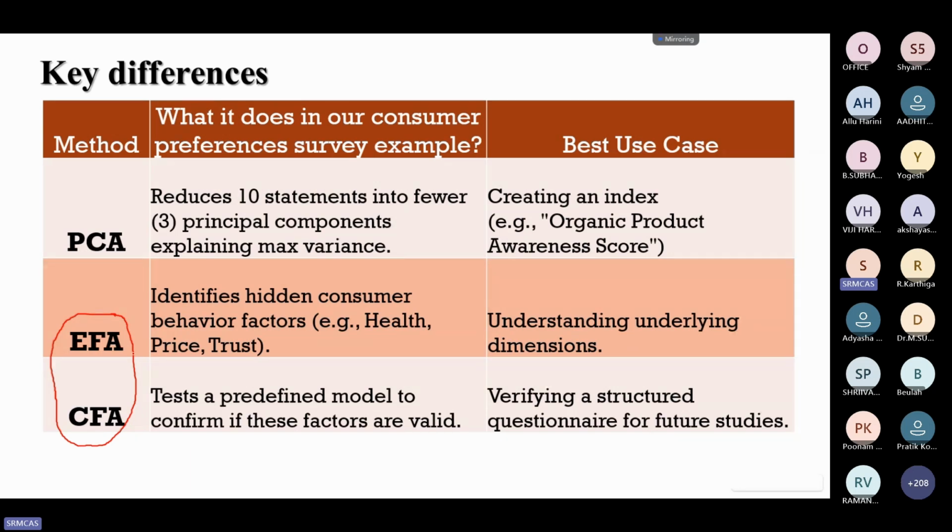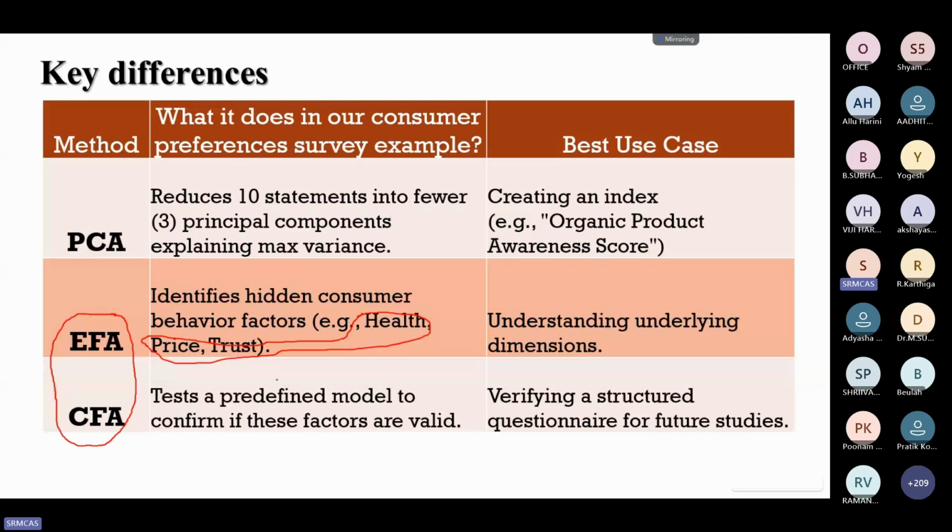Okay, for our previous examples, we can identify the factors related to health, price, and trust. Actually, before the analysis, we will not know about this. After extracting the factors, we will know about these factors. These are the latent variables. So this is just understanding the underlying dimensions.